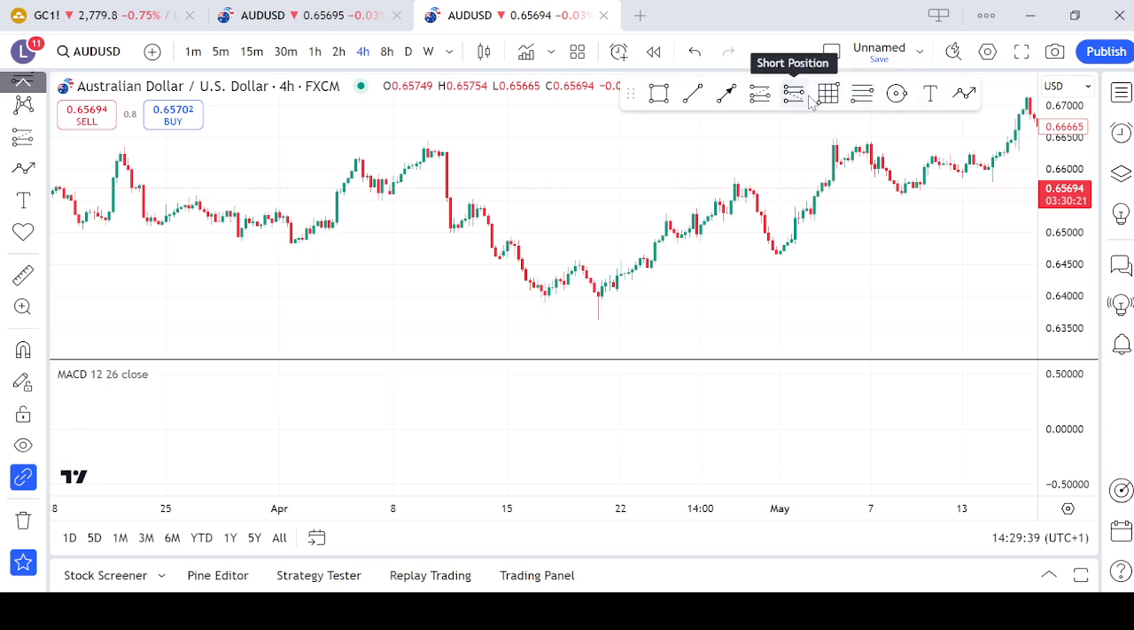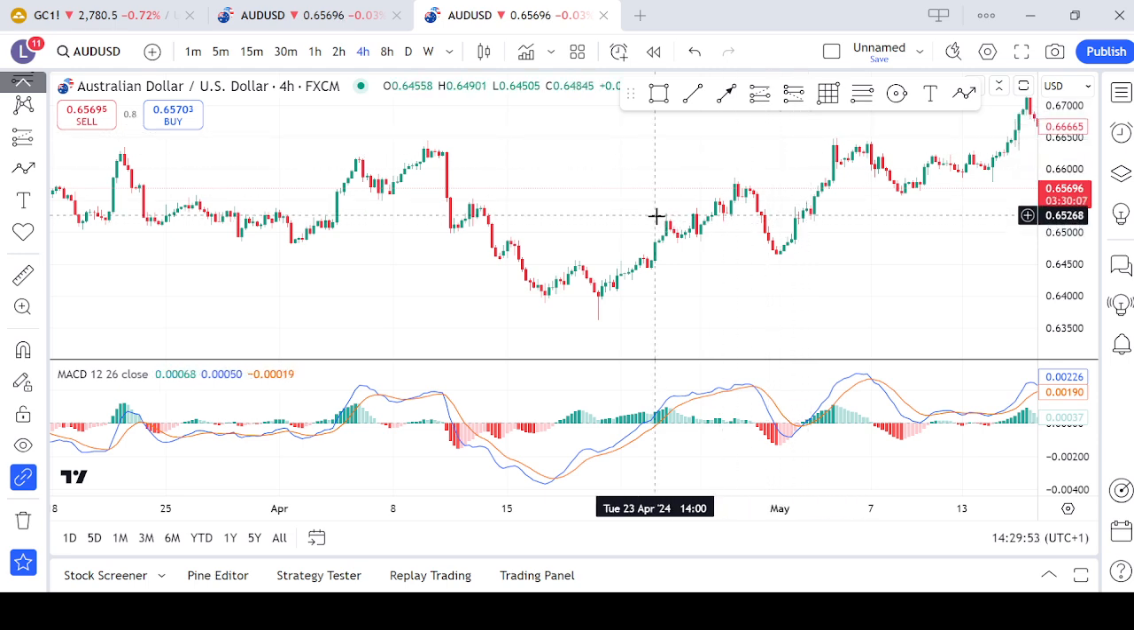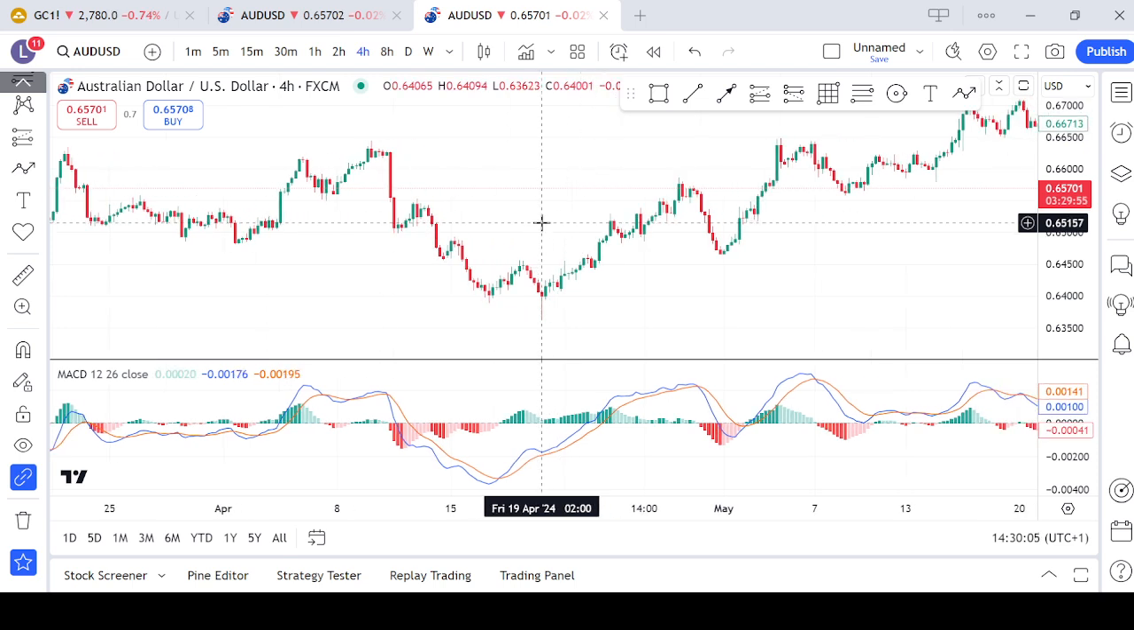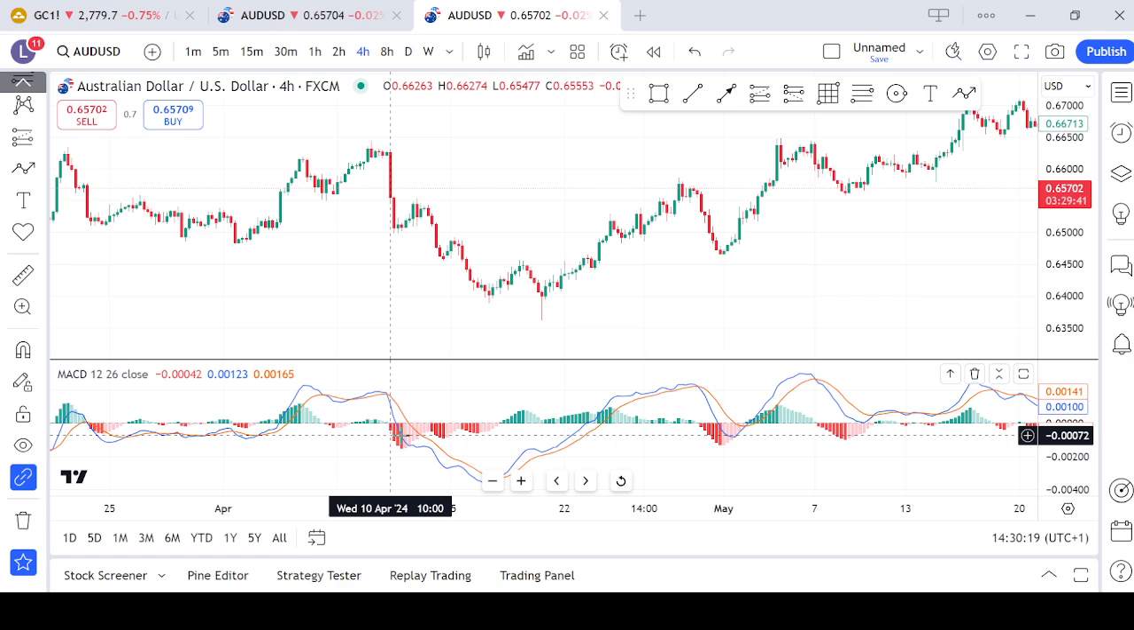The Moving Average Convergence Divergence is a versatile indicator used by options traders to identify momentum and potential trend reversals. The MACD consists of three components: the MACD line, the signal line, and the histogram. The MACD line is the difference between two moving averages, typically the 12-day and 26-day EMAs. The signal line is a 9-day EMA of the MACD line. The histogram represents the difference between the MACD line and the signal line, and you can see it's either red or green.